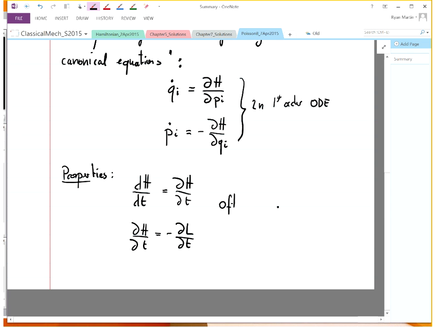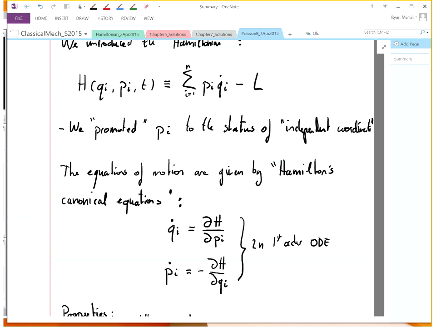So we found that often H is equal to T plus V, which is the total energy. So that's a shortcut. If the conditions are met for energy to be conserved, then instead of using the Legendre transform to go from the Lagrangian to the Hamiltonian, you can start straight off with the Hamiltonian and write it as T plus V.